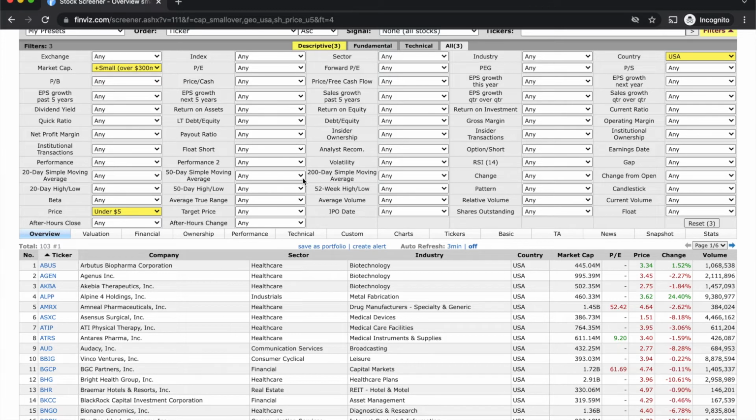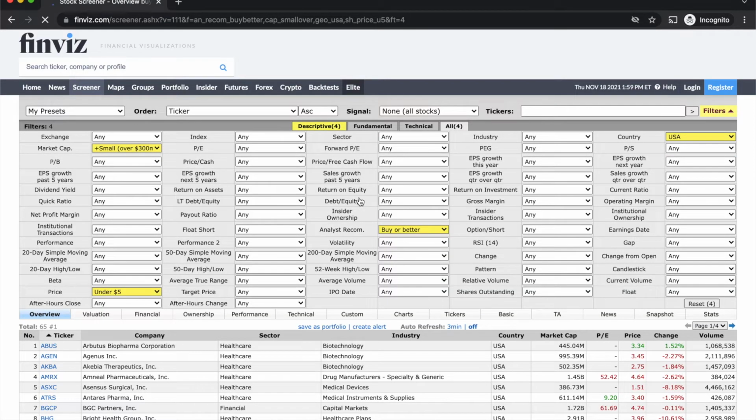The next thing I want to do is make sure that the analysts are giving a buy or better rating. So I'm putting that filter here. This basically means that on average, we are only selecting stocks where the analysts are positive about the future of that stock. They have a buy rating or a strong buy rating on the stock, and now only 65 symbols are being listed here.